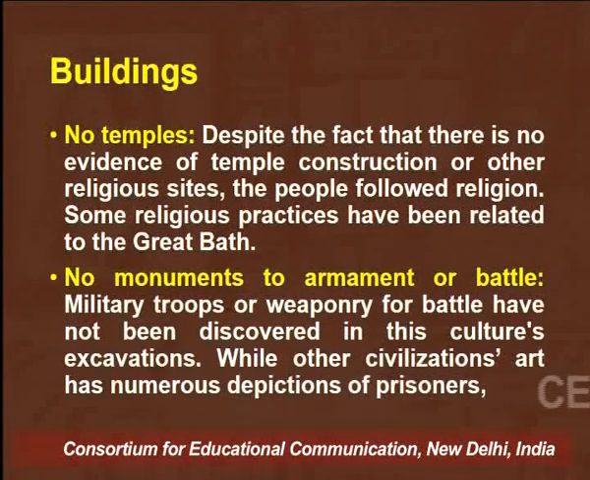However, if we talk about the architecture of this period, then there were some buildings that were absent, which are found in most of the civilizations. For example, temples. Despite the fact that there is no evidence of temple construction or other religious sites, people followed religion. Some religious practices might have been related to the Great Bath. However, no specific structure which could be described as a temple has been discovered.